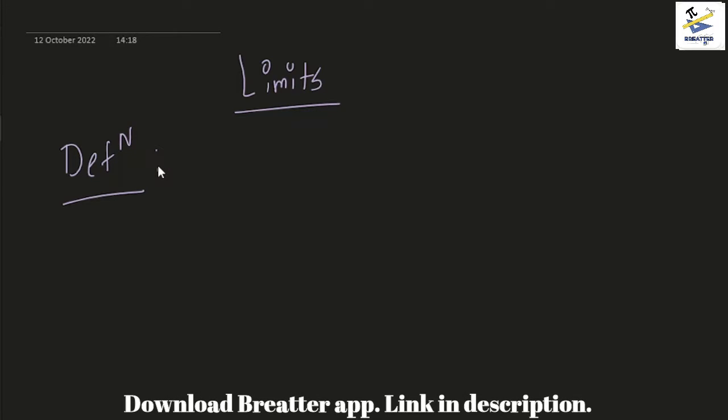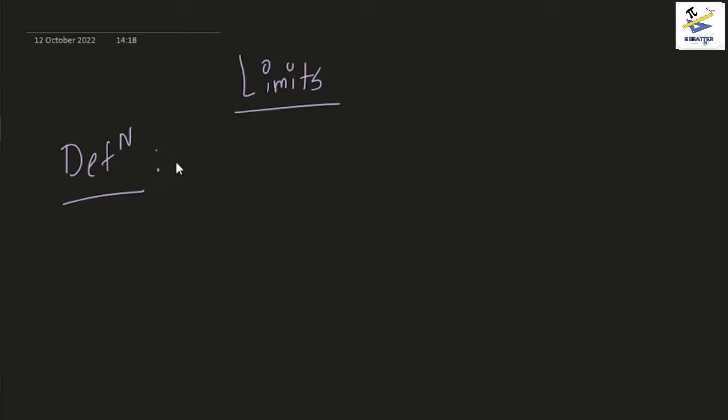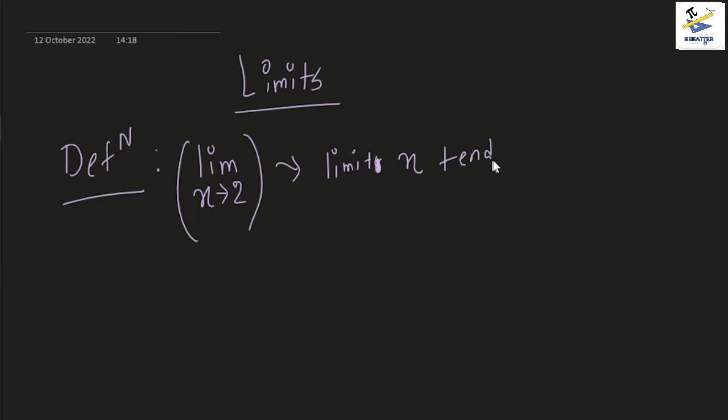So limits, as the name suggests, you might have also seen it before, limits are a way to find the limiting value of a function at a certain point. So what I mean by this, when I write lim, it means limit, and under it I have to write the variable and the value it goes to. So this expression right here would mean limit x tends to 2. So theoretically it means this.